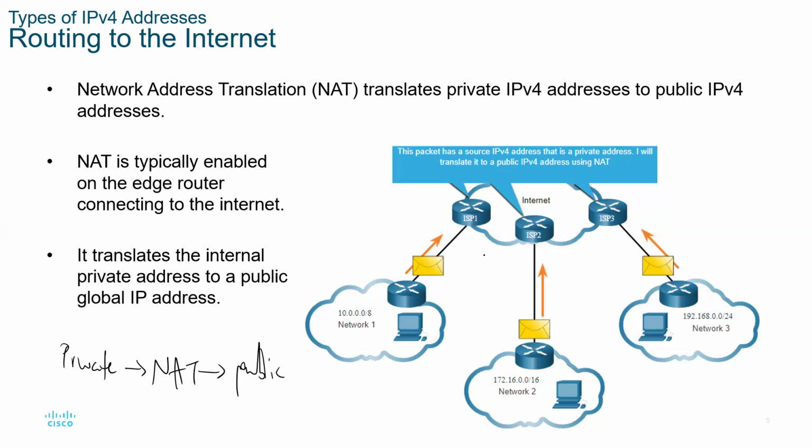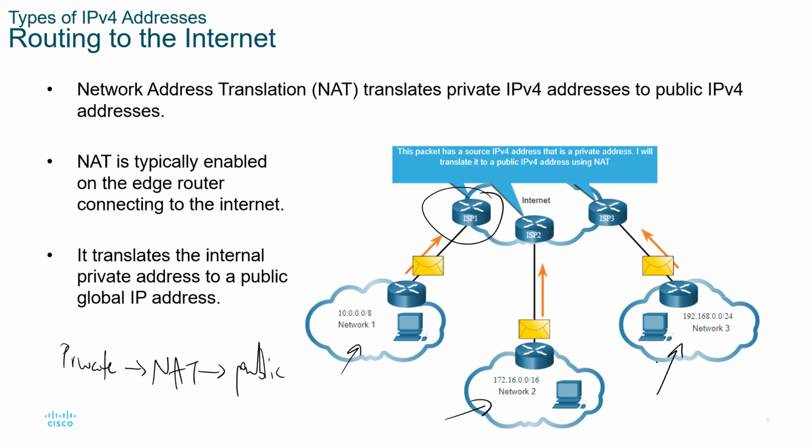So in this specific example, you can see we have a network here. It's this router, which we call the edge router. That IP address from the network 10.0.0.0/8 is converted to a public IP address. That can be any IP address which is not in the range of these three networks. So to route over the internet, we need address translation.